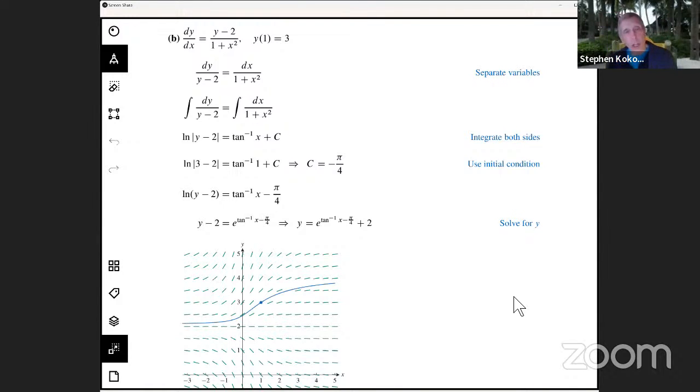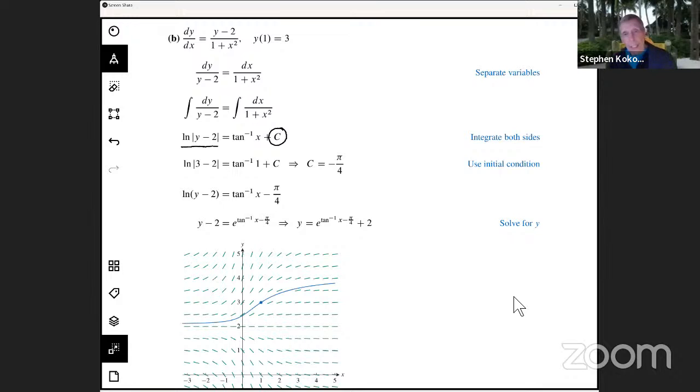And this one involves the log of an absolute value. Let me make sure that I do this correctly. So on the left-hand side, this is the log of the absolute value of y minus 2. Do you need the absolute value? Yes, you do. You have to worry about that. On the right-hand side, this is a common anti-differentiation formula. This is the arctangent, tangent inverse of x. And here's my plus c.